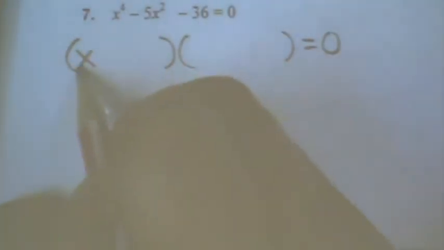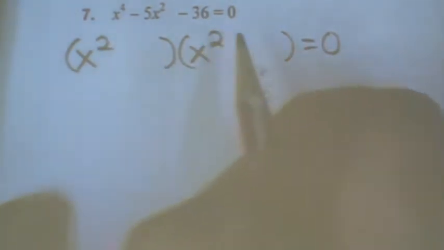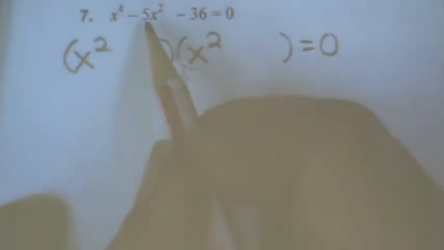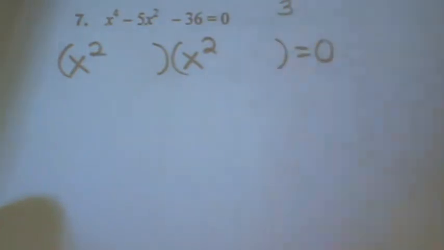The next one, number 7, we can try to factor this one. Let's see. We're going to have x squared, x squared. What 2 numbers multiply to give you 36? Well, 6 times 6 is 36, but it's not going to give you a negative 5. How about 12 times 3? That's 36, but that's not going to give you 5. How about 9 times 4? That's it, 9 and 4.